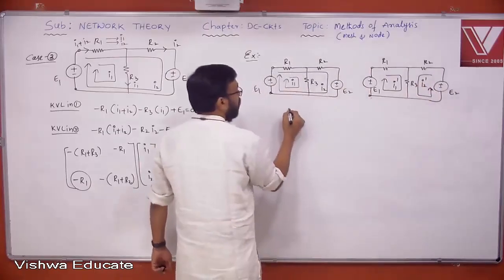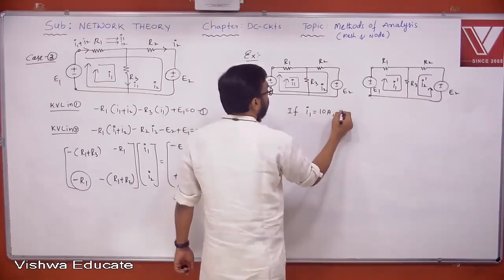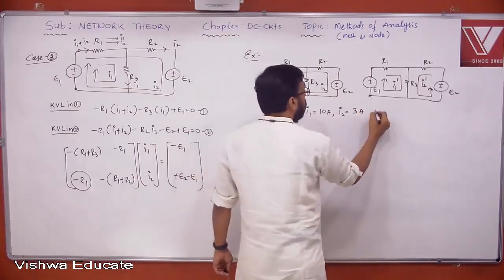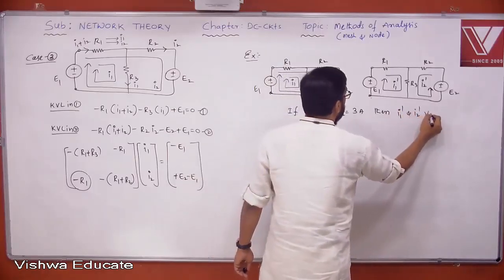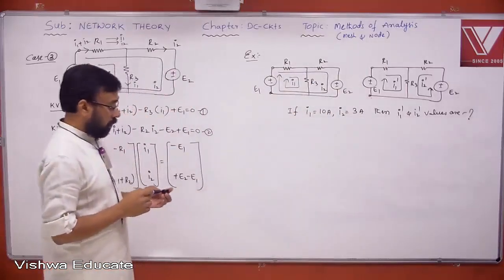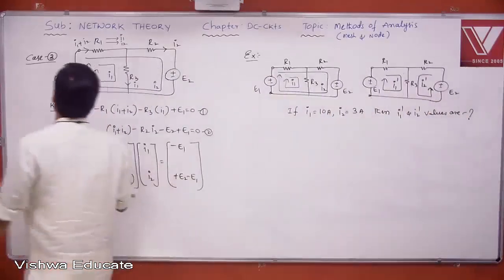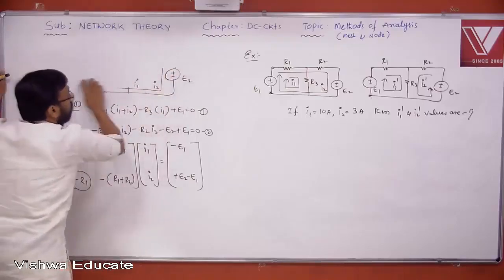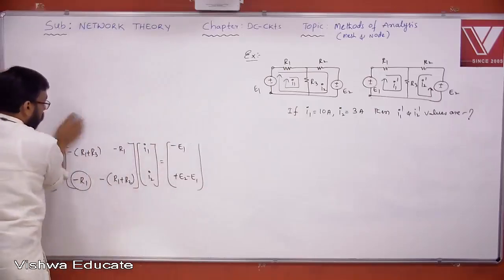Please note down: if I1 is equal to 10 amperes and I2 is equal to 3 amperes, then what are the values of I1 dash and I2 dash? Note down that, all of you, a simple question.